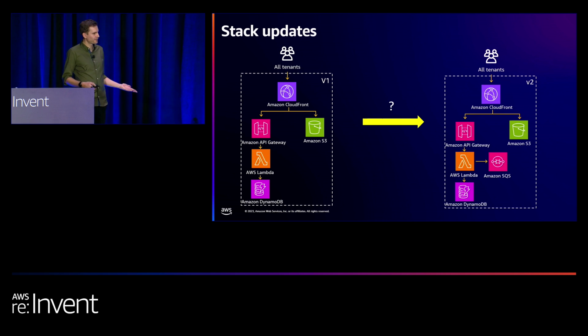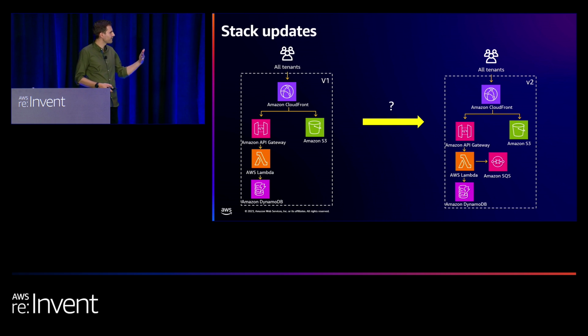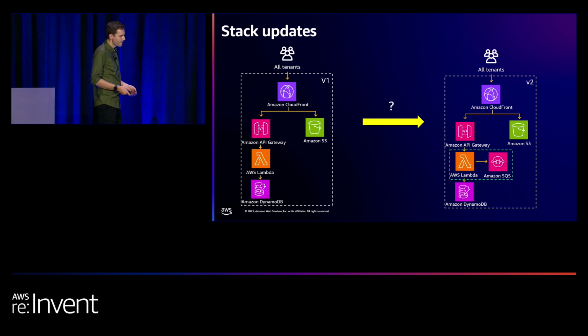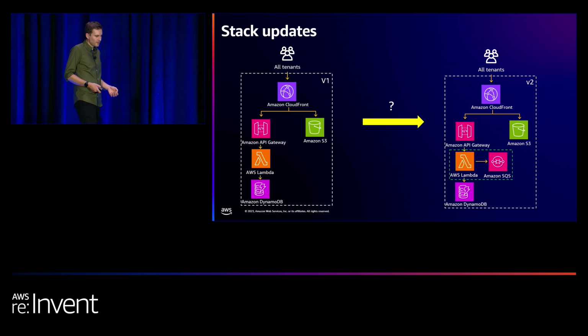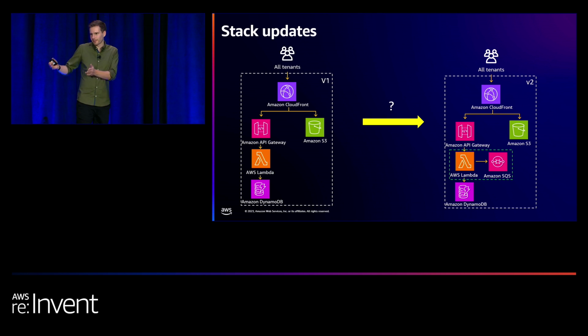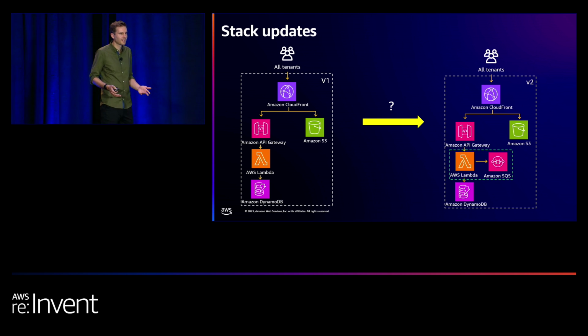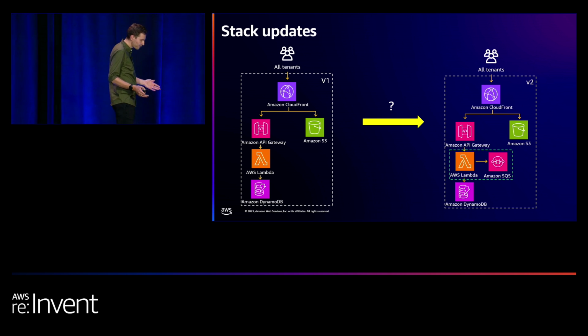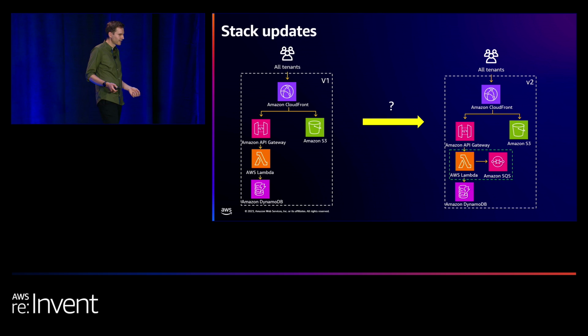So how do we get from A to B, right? We may have updated some Lambda code. We may have added an SQS queue. Before, we had a stack per tenant, so we could roll things out more gradually. Now, all tenants share the same set of resources. So how do we stop one tenant's failed change from impacting all tenants' experience?